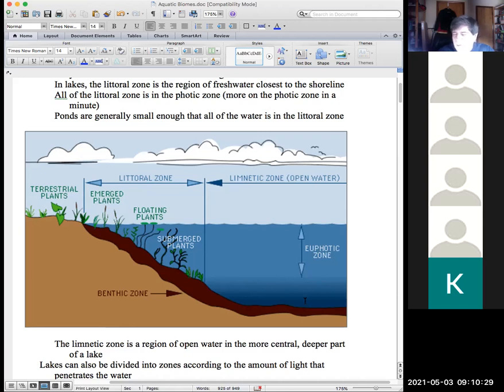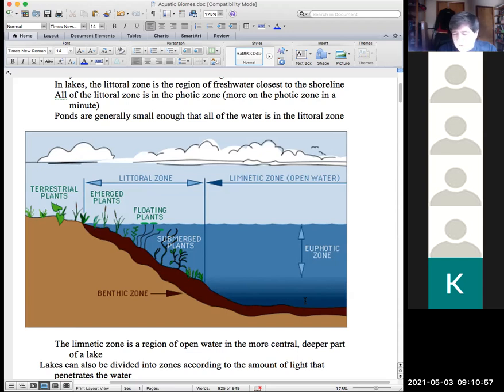A at the beginning of a word means not or without. So the aphotic zone doesn't have any light. So there's no photosynthesis at that point. Now notice, since the aphotic zone, we don't reach that till we get to about 600 feet below the surface of the water. A lot of lakes, the entire lake is the littoral zone or the euphotic zone.